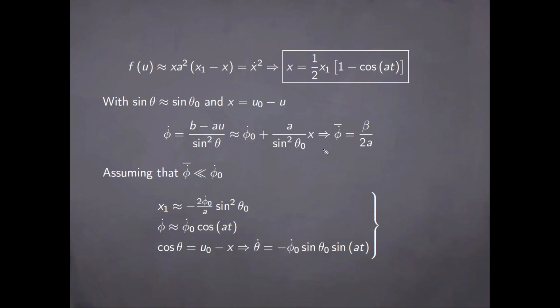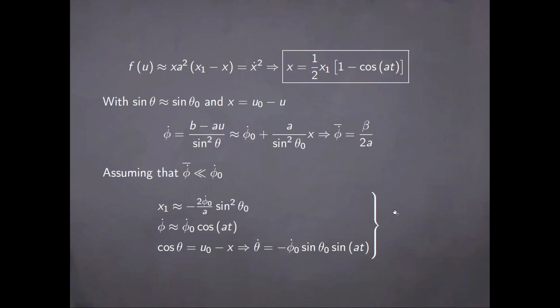Now, assuming that this net precession rate is much smaller than the initial value, then this set of equalities and approximations holds. So we can approximate x1 by this value. We can approximate the derivative of phi with respect to time as this function, and from the extent of nutation we can find the time derivative of theta to be equal to this quantity.